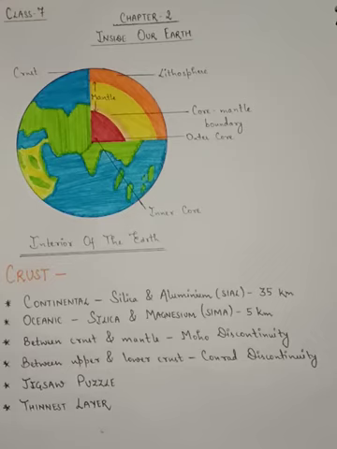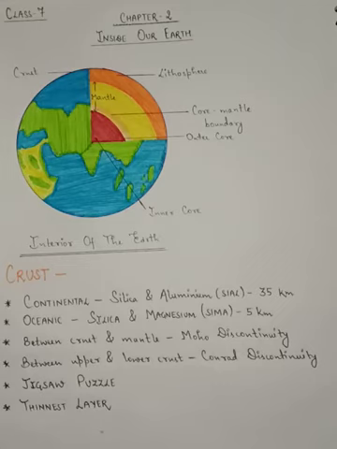Now this crust can be of two types. I can classify it as one that forms at the continent or the landmass, and the other that forms at the ocean. The one which forms at the ocean is predominantly silica and magnesium, and the one that forms at the continent is predominantly silica and aluminium. At the continent you have much higher thickness, which is around 35 kilometers, in contrast to the ocean which is nearly 5 kilometers deep.